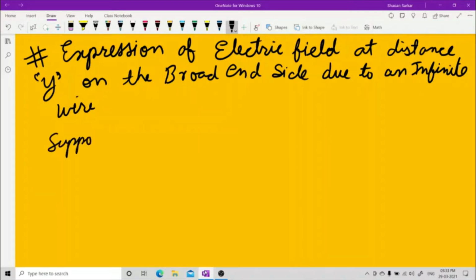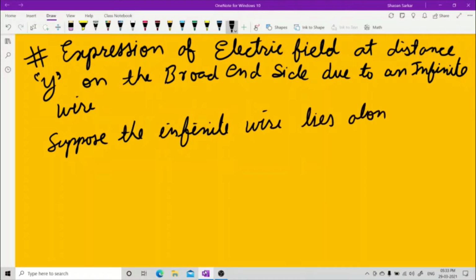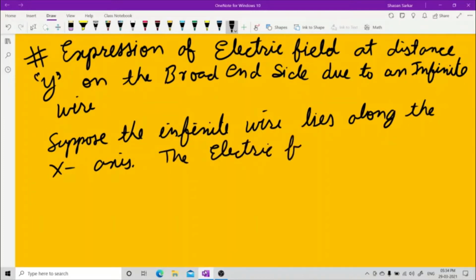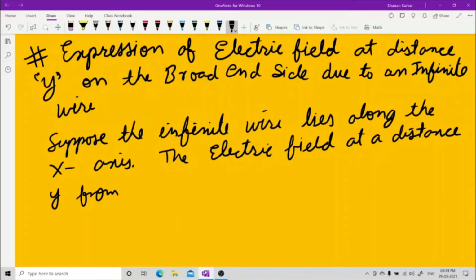Suppose the infinite wire lies along the x-axis. The electric field at a distance y from the wire needs to be calculated.